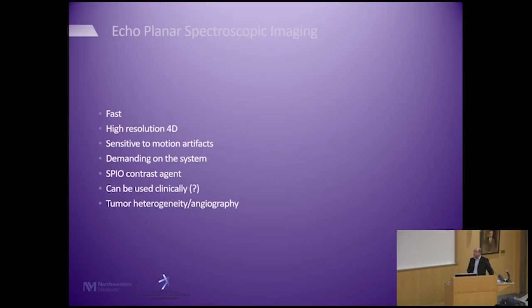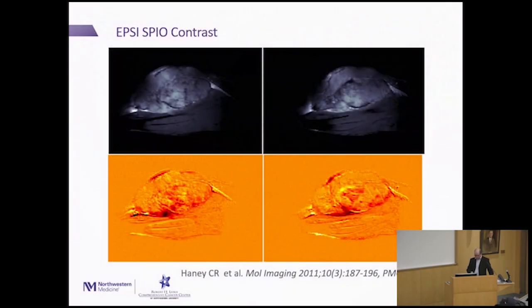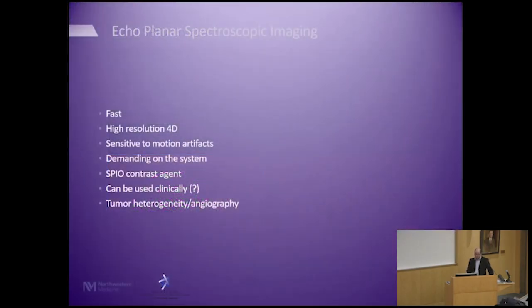So echoplanar imaging is fast, it's sensitive to motion artifacts, and it's very demanding on the system. I'm going to go to a different example where we use a small particle iron oxide as a contrast agent. Can you use it clinically? Yes, that was a human breast that I showed. As far as doing this next step where you use a contrast agent to show the vasculature, you could do it in humans. I don't know if it's been done. I don't think it has been done.